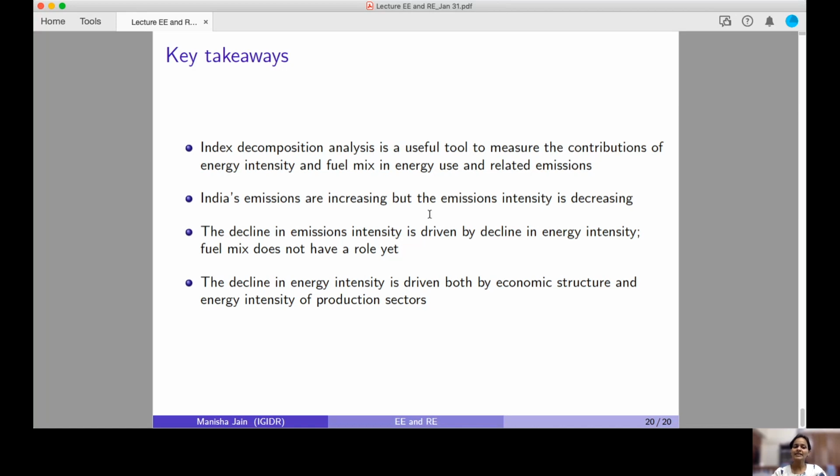Our clear finding is that India's emissions are increasing, but the emission intensity is declining. The decline in emission intensity is driven by the decline in energy intensity, and fuel mix does not have a role yet. And the decline in energy intensity is driven both by economic structure and energy intensity of production sectors.